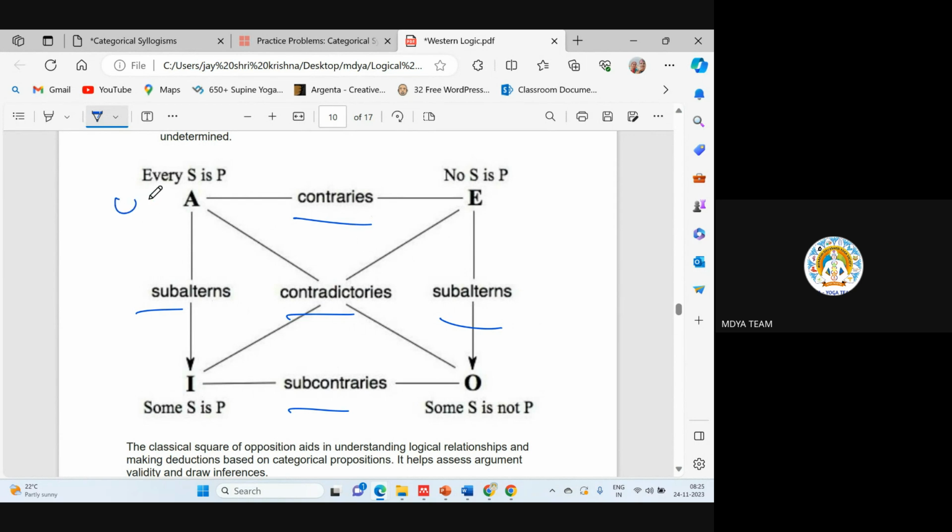Okay, so this is universal positive and this is universal negative. Universal positive and universal negative are known as contraries. The relationship between them is contraries. What is contrary relation? This we will discuss in next class. Particular positive and particular negative have the relation subcontraries. In a vertical direction, the same relation is there between universal positive and particular positive. This is known as subalterns. And the same relation is between universal negative and particular negative. It is also known as subalterns. And in diagonal, the relation is contradictories.